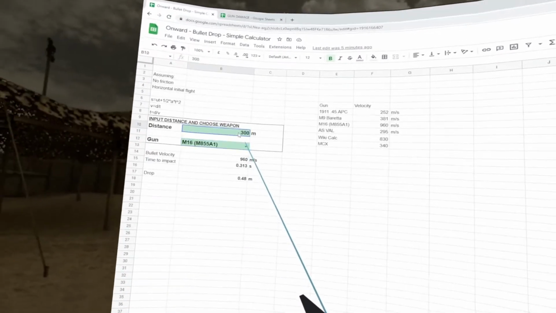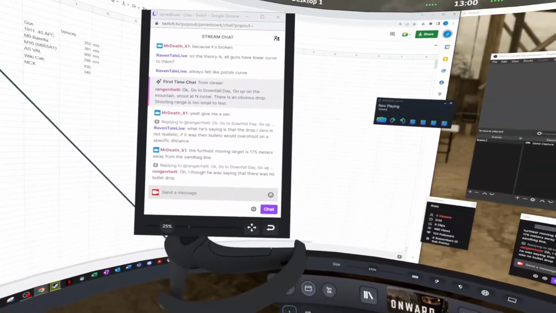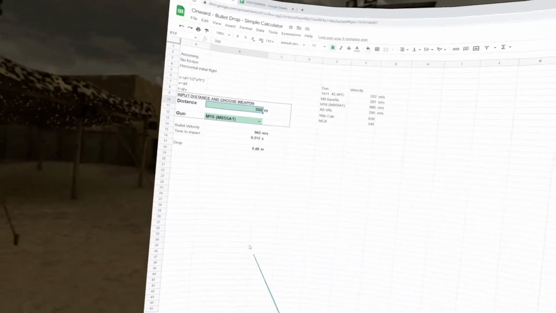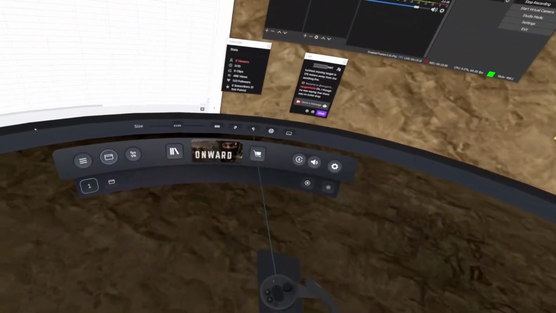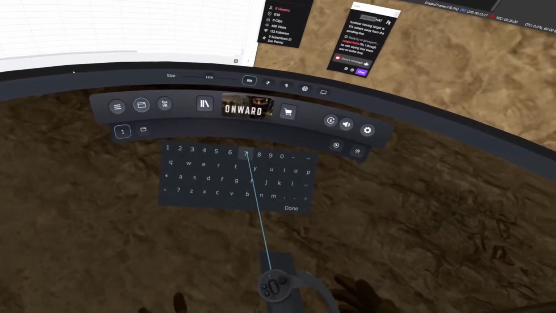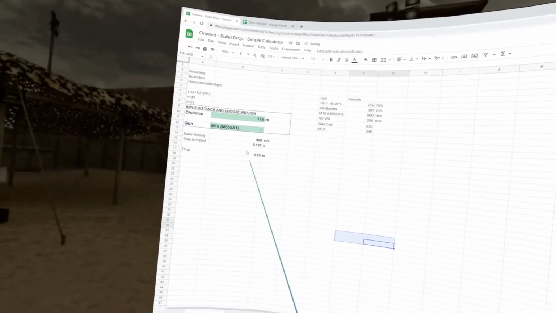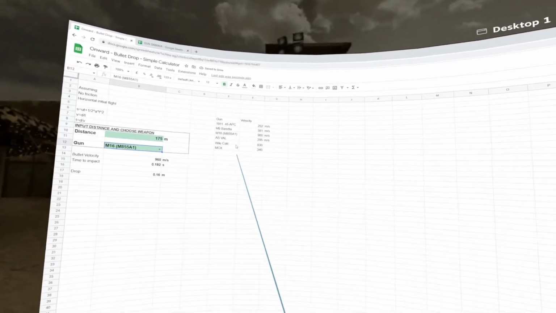If we change that, Mr. Death can hopefully confirm the range. 175 meters from sandbag line. Okay, so 175. Where's my keyboard? Let's go to the right weapon.